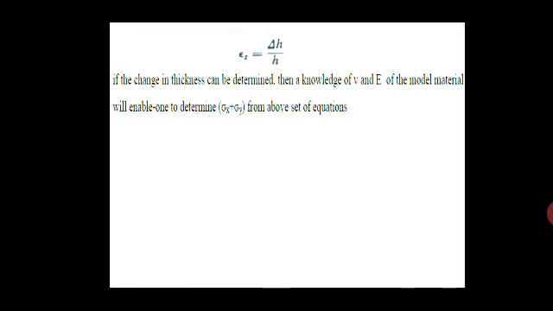Suppose the change in thickness can be determined, then a knowledge of Poisson's ratio and Young's modulus of the model material will enable us to determine the summation of the two normal stresses, that is sigma x plus sigma y. From the previous equation we can rearrange: sigma x plus sigma y is equal to minus E by mu into epsilon z, that is equal to minus E by mu into delta h by h.